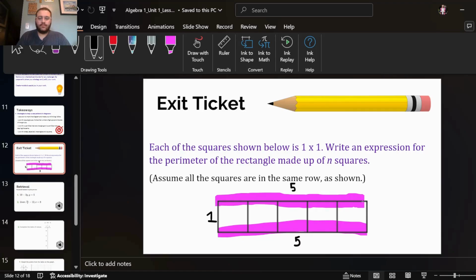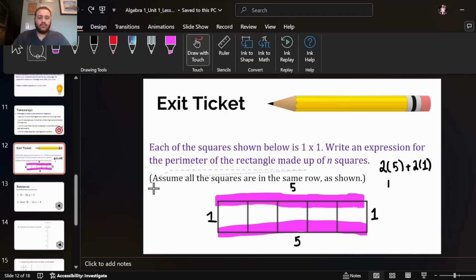And this is 1. So to find the perimeter of the rectangle, we have 2 groups of 5 plus 2 groups of 1. So that's 10 plus 2, which is 12. So if we count these, that's 1, 2, 3, 4, 5, 6, 7, 8, 9, 10, 11, 12. So our expression works.